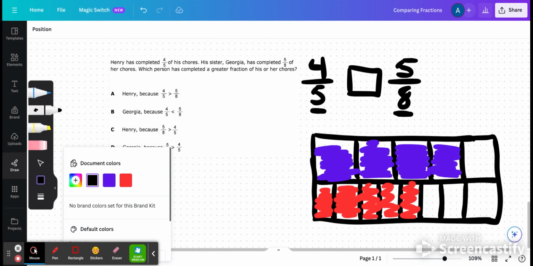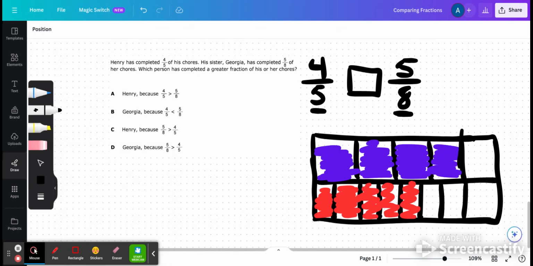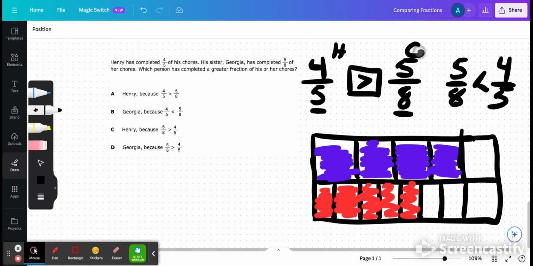Then we're going to visually compare. We can tell 4/5 is almost 1 whole. It's just one single piece away from being the entire whole. 5/8 is a lot less. It's 3 pieces away. So we can see that 4/5 is greater than 5/8. And the inverse way to write that, 5/8 is less than 4/5. Okay, so 4/5 is Henry, and Georgia was 5/8.